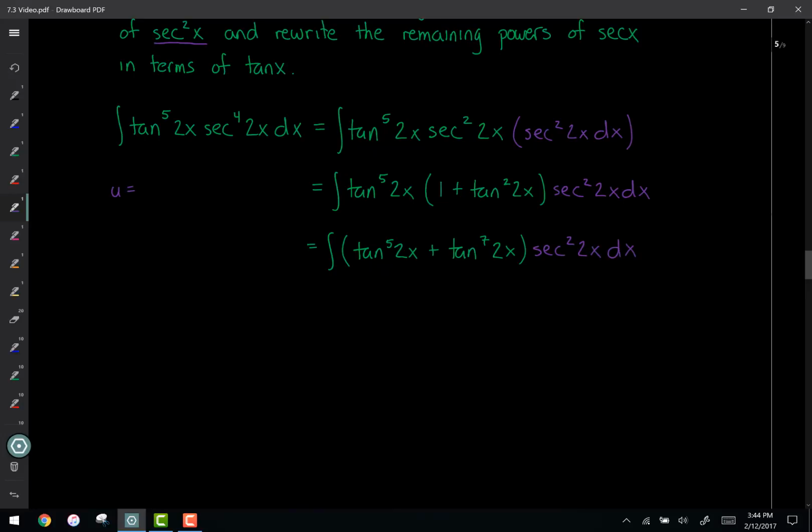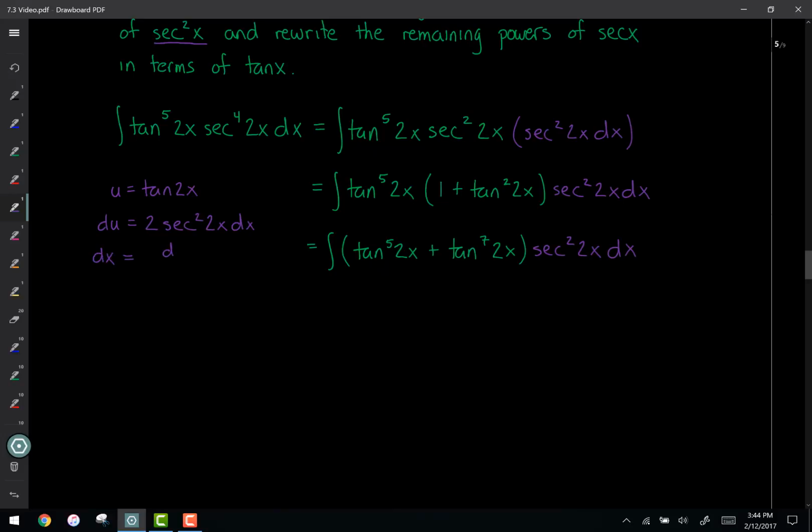So we're going to let u be tangent of 2x, then du, now remember there's going to be a chain rule that happens here, is 2 secant squared 2x dx.